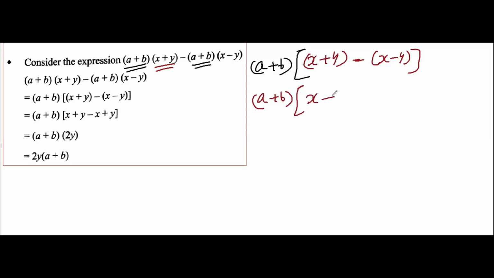Here I am going to expand the bracket. So x plus y, this will become minus x, minus into minus plus, this will become plus y. This minus x plus x will get cancelled. y plus y is 2y. So I will get 2y into (a plus b) as a factor. Understood this now?